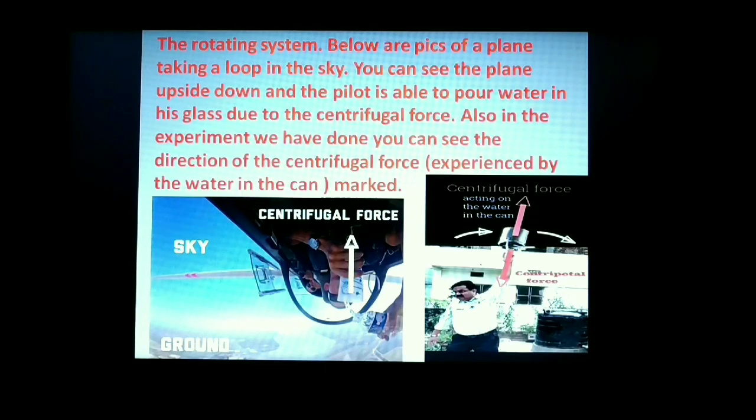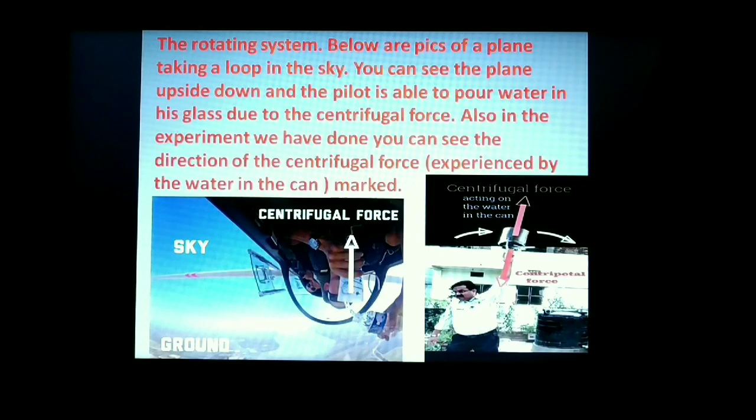Below are pics of a plane taking a loop in the sky. You see the plane upside down. See carefully. The ground is below, sky above. The pilot is upside down. The paper glass in his hand is upside down. But you can see he is pouring water into his glass when he is upside down. This is due to centrifugal force.